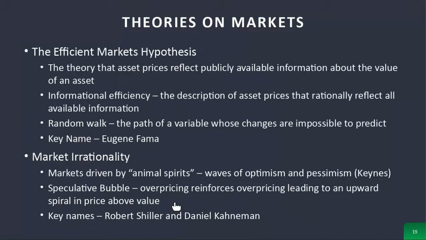So one of the big debates is whether or not speculative bubbles exist. The efficient markets hypothesis would say no, this is not true. Informational efficiency tells us that the value of Tesla is exactly what it should be. Market irrationality argues that no, Tesla's price is only a response to the fact that its value has gone up, and that has reinforced other people to buy it. The key names in this philosophy are Robert Shiller and Daniel Kahneman. Daniel Kahneman particularly is a psychologist, and Robert Shiller is a neuroeconomist, I believe.